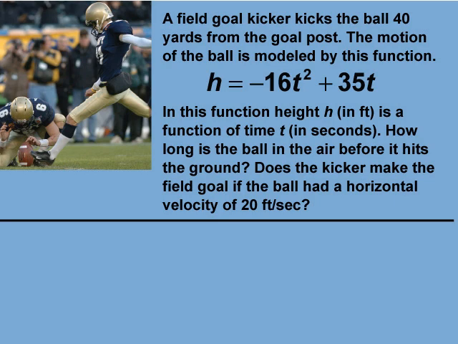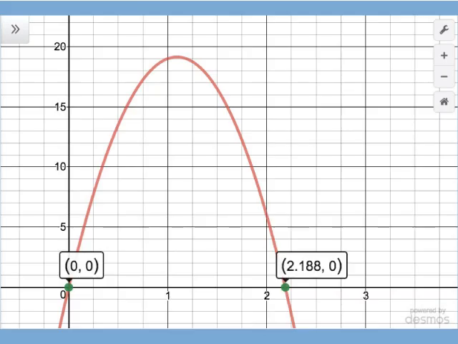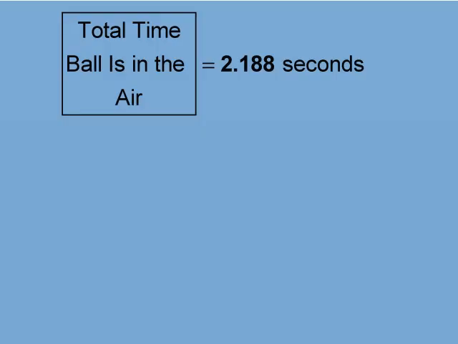First, let's take the quadratic function and graph it. You can use a graphing calculator to do this. Here we see the graph of the function. Notice that the graph intersects the x-axis at two coordinates, the origin and 2.188, 0. This means that from the time the football is kicked to the time it hits the ground, 2.188 seconds elapse.